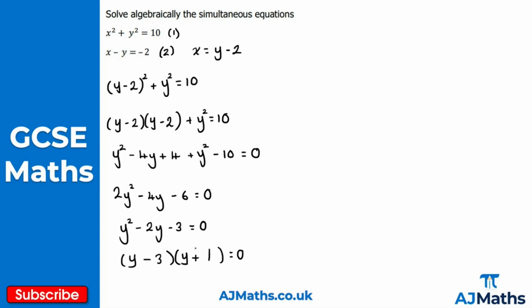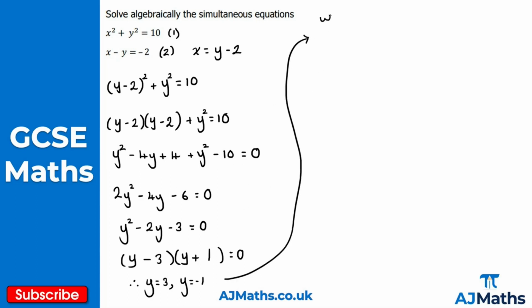So now we can get our two y solutions here. So y is equal to positive 3. I've also got y equals minus 1. We've got our two y solutions. Now we can obtain the two x solutions. We finish that up here.